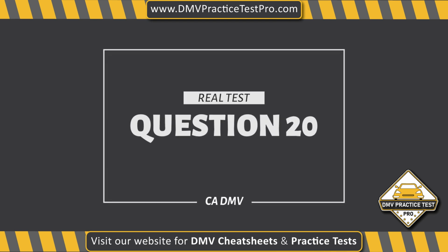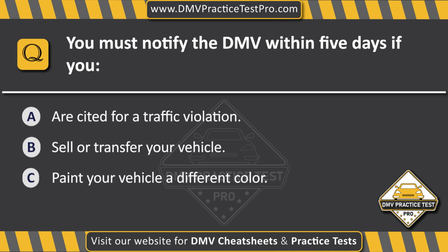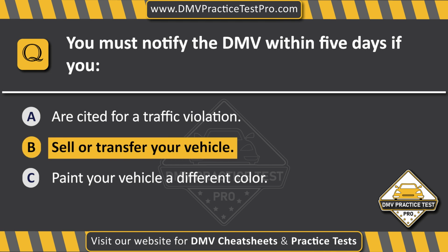Question 20. You must notify the DMV within 5 days if you Option A, are cited for a traffic violation. Option B, sell or transfer your vehicle. Option C, paint your vehicle a different color. The correct answer is Option B, sell or transfer your vehicle.